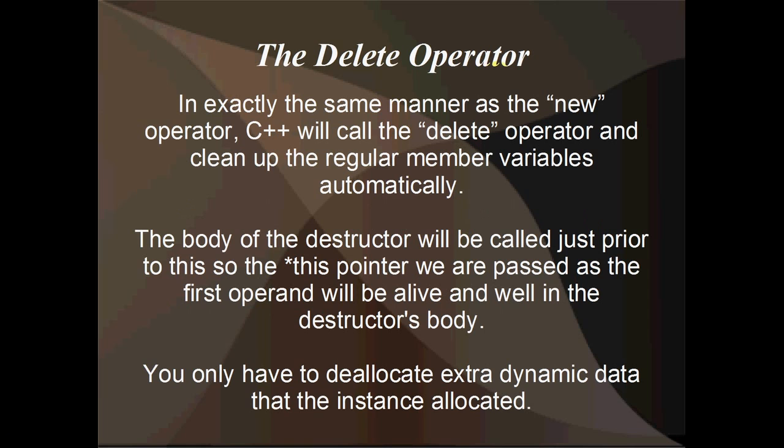Okay, so the delete operator is pretty similar to the new operator. It's going to deallocate the structure's member variables itself. We don't have to do anything. But by the time the body of our destructor is called, it's going to be just before it does that deallocation. So the this pointer in the destructor is going to be passed in RCX as per usual. But it's going to be just a perfectly alive, normal structure. And then straight after our delete function runs, the normal member variables will be deallocated by the delete operator.